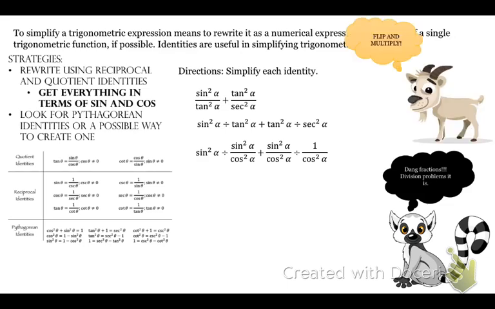Division: flip and multiply. So that's sine squared of alpha times cosine squared over sine squared, plus sine squared over cosine squared times cosine squared over 1. Now I can put that sine over 1 to help here. And we can see that those sines cancel and the cosines also cancel. So that means cosine squared of alpha plus sine squared of alpha.